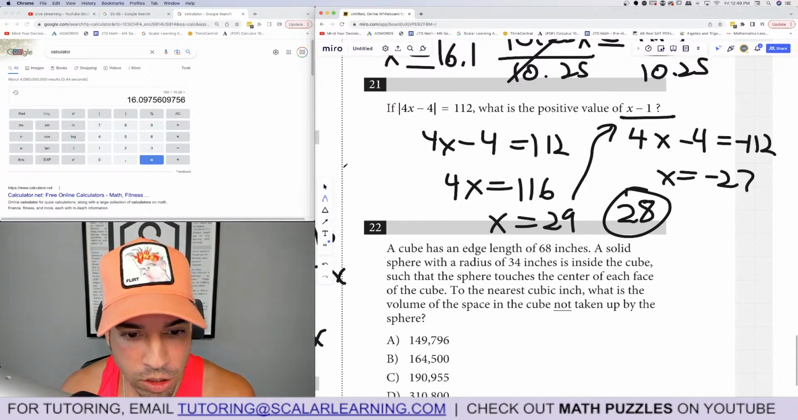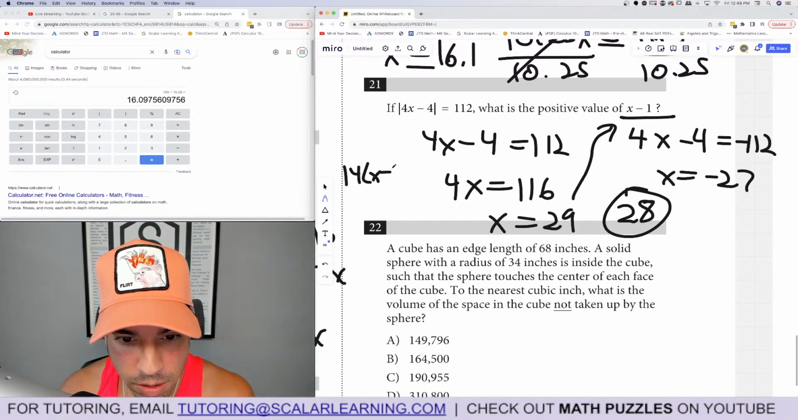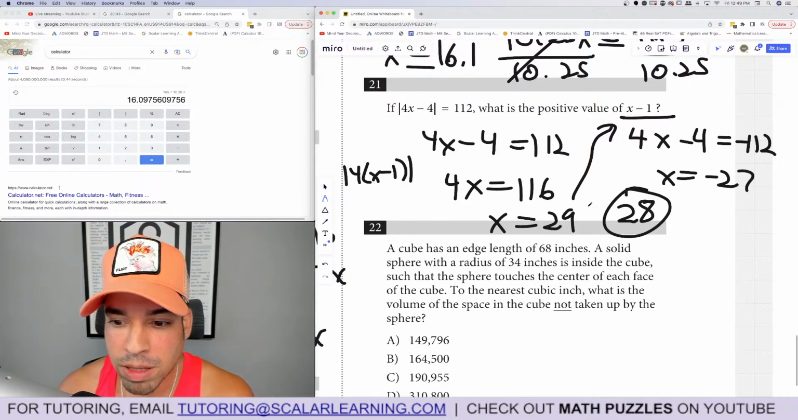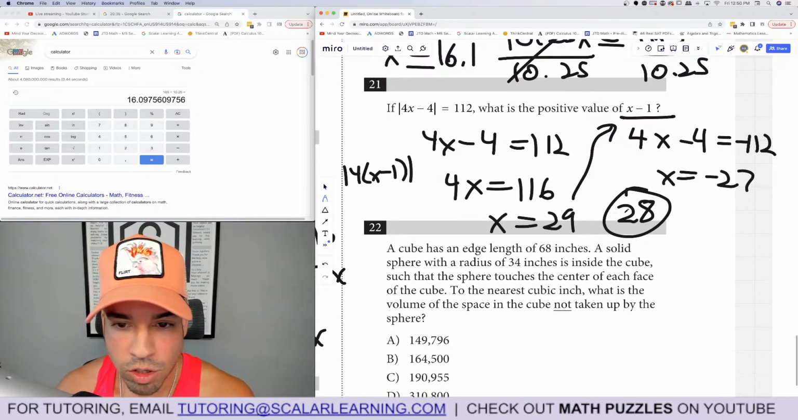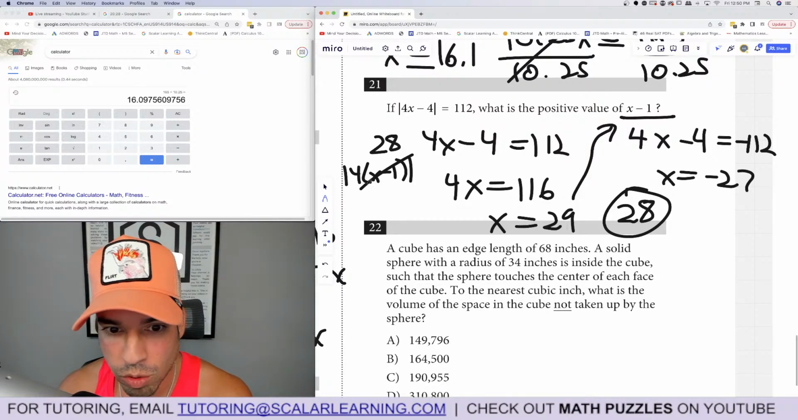So here, I'm going to factor out the 4 inside, and it's x minus 1. Now if I plug in 28 into this, wait, did I do that right? Oh, yeah. Sorry. We plug in 28 for x minus 1. 4 times 28 is 80 plus 32, 112. Boom, done.